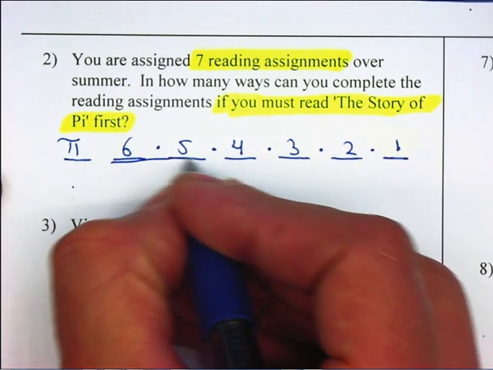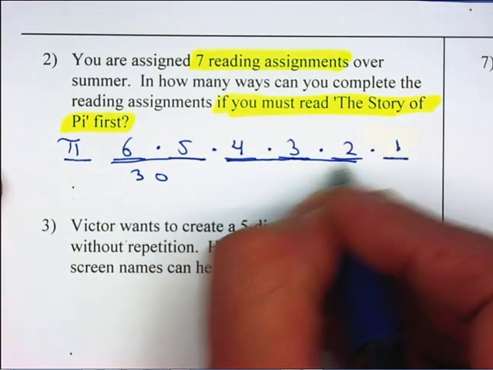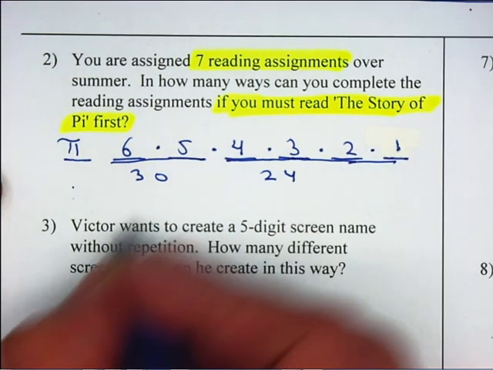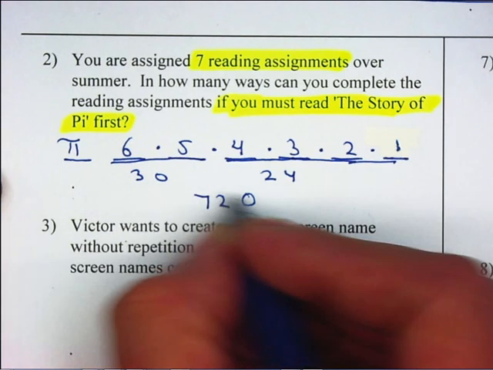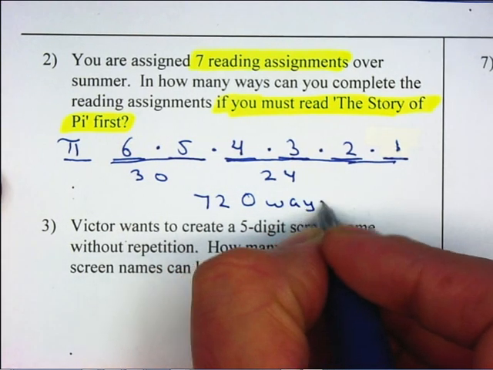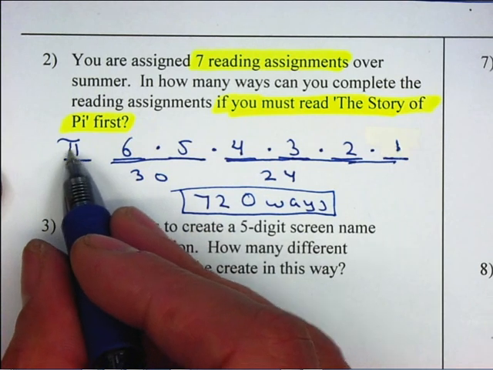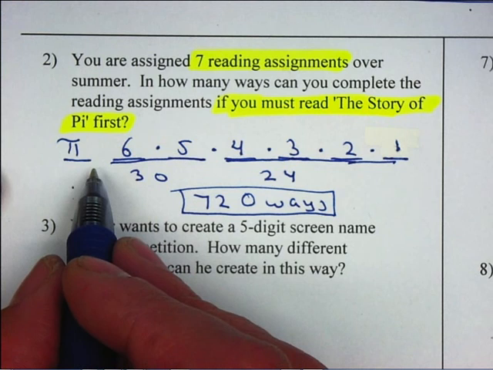Then we're going to multiply those numbers. That gives me 30. Multiply. That's 12 times 2 is 24. And times 1. 3 times 24 will give you 72. And don't forget to add your 0. So there are 720 different ways that you can read all of the stories if you read the story of Pi first.